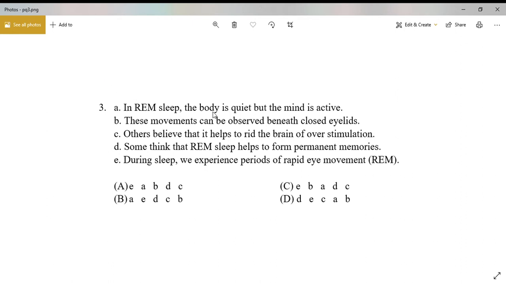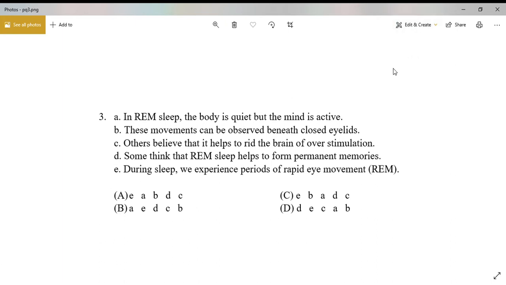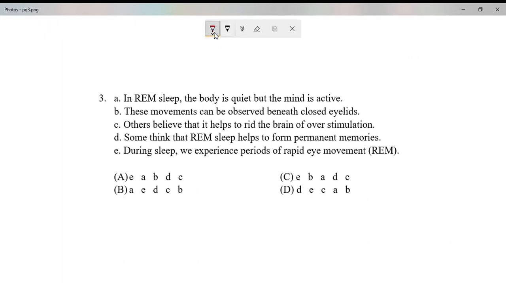In REM sleep, the body is quiet, but the mind is active, okay? Nothing per se that is a referent, but I see REM sleep a few times here. I would prefer it if the paragraph introduced what REM sleep was first. So let me underline this a little bit. Let me get my drawing tool out. Okay, the right size, the right color, red. So REM sleep, okay, I'll keep track of this.